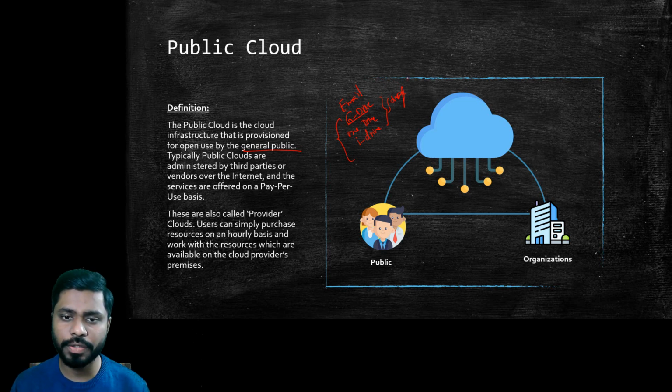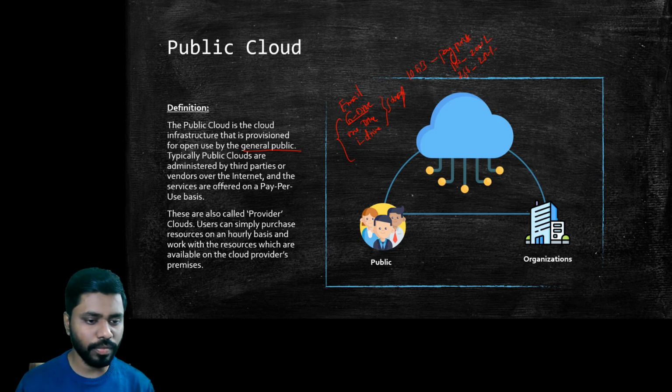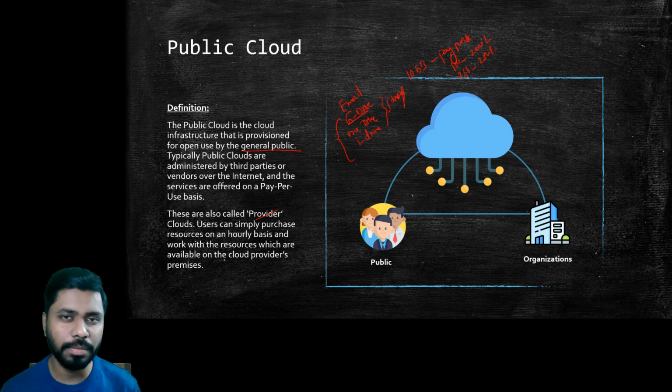Usually, up to a certain limit, let's say 10 GB, you can use these services free of cost. But if you want to use more than 10 GB, you have to pay per use. For example, up to 100 GB per year you pay 2000 rupees, and if you want 250 GB, maybe you pay 2500 rupees, something like that. They will charge based on the usage you want. These are also called provider clouds. It's an alternate name for public clouds.